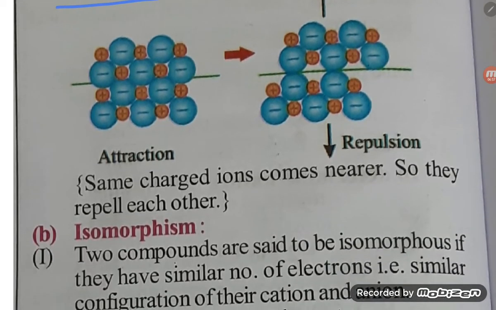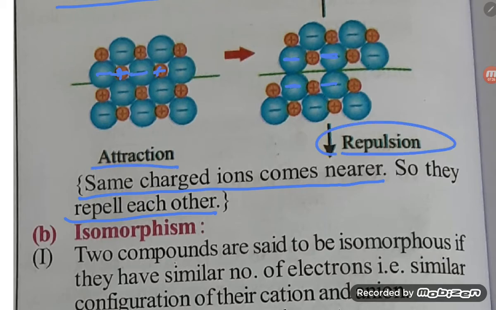Now, attraction and repulsion. What is the meaning of same charge ions? When same charge ions come nearer, they repel each other. If the same charge ions come close, there will be repulsion. Here you see negative charge coming close, so there is repulsion. But here it is negative, then positive, then positive, then negative, then positive, so there is attraction.